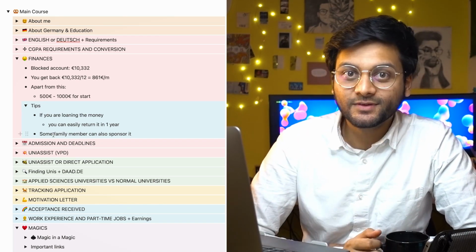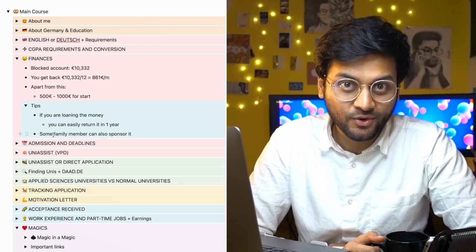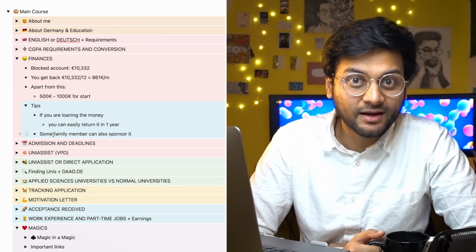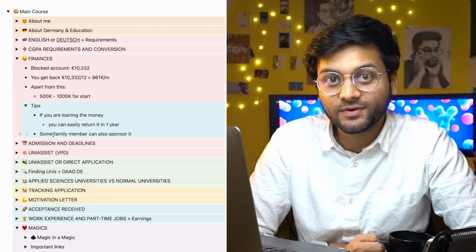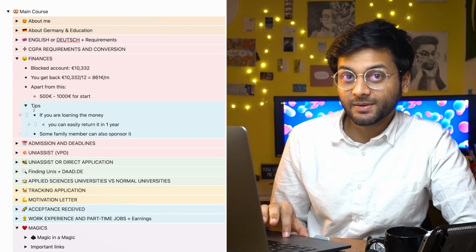Another hack is that if some of your family member is already in Germany or in EU, they can also sponsor this blocked account. उनको पैसे दिखाने नहीं होते. They only have to show a sufficient income and then you don't need a blocked account to get the visa. Let's jump to the next section.